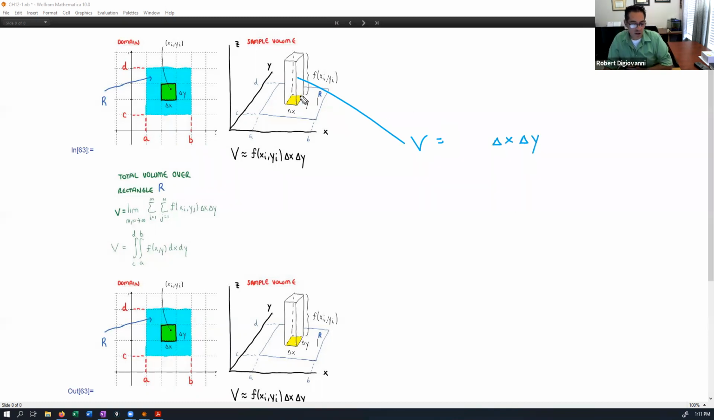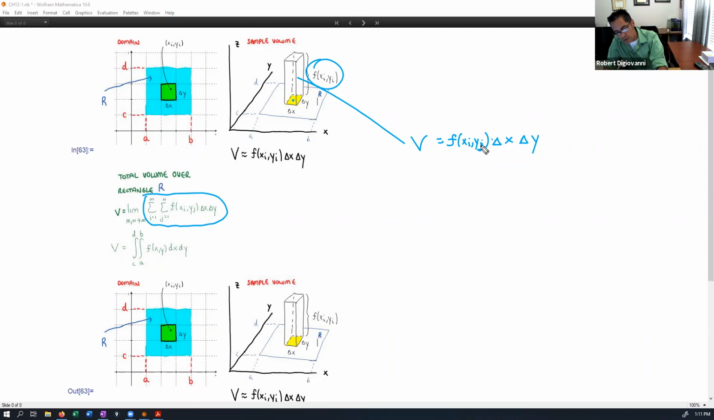And then all we need to know is how tall it is. And the height of it is going to be the function's value at that particular point, X sub I, Y sub I. And that point is just any point in here. And then what we do is we sum that up. So we have this double summation.